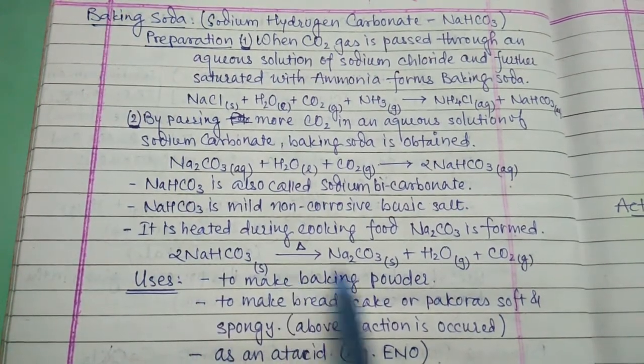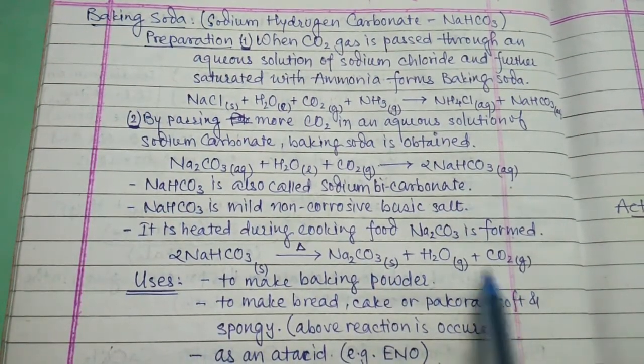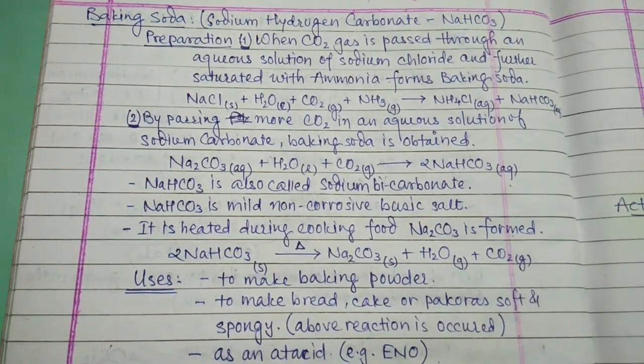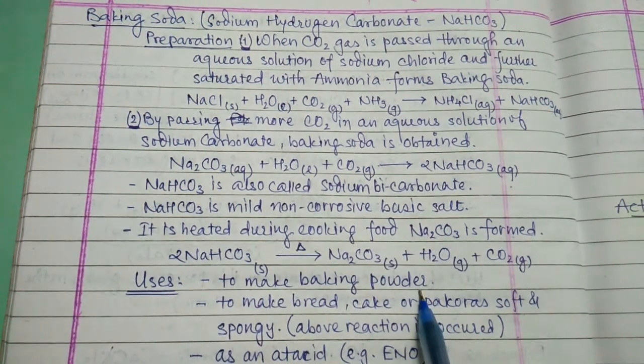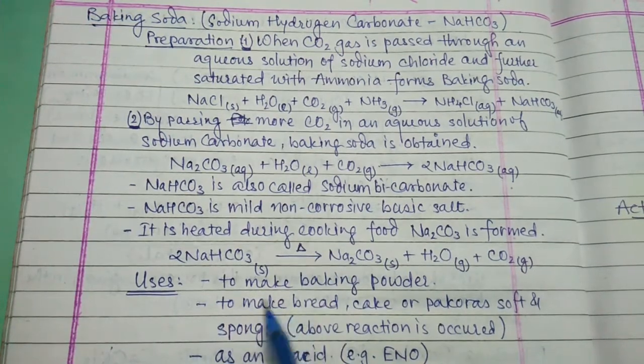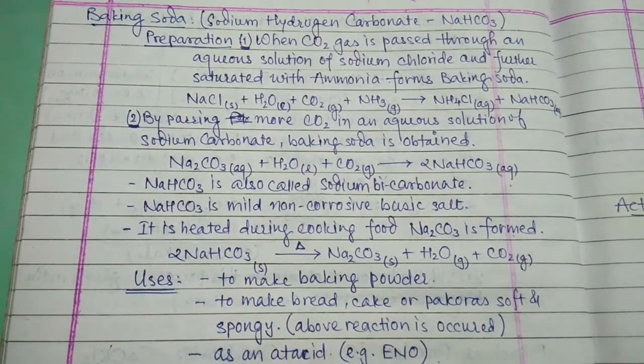So when it is heated, sodium carbonate is formed; carbon dioxide and water vapor are also produced. Baking soda is one thing, and baking powder is another thing. Baking powder is baking soda plus tartaric acid. Baking soda plus tartaric acid in combined form is called baking powder.